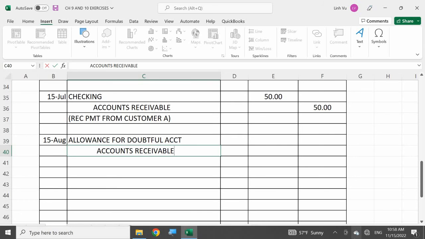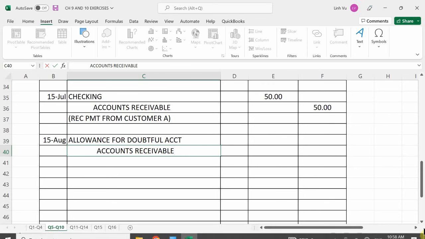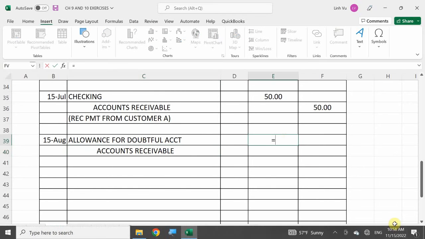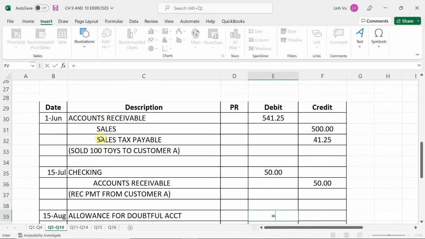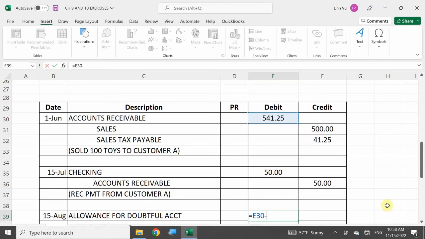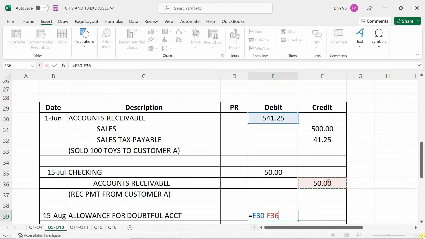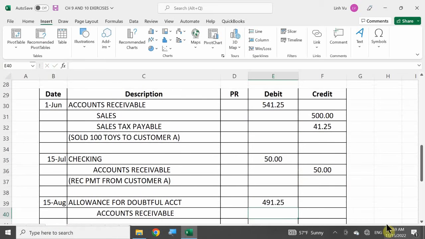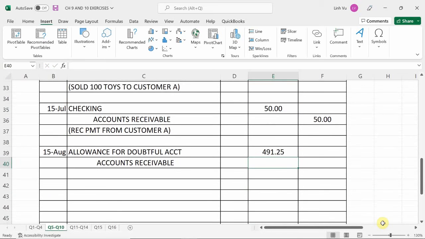Okay? So in this case, that's exactly what I do. We're going to remove the amount that she still owes us. So how much does she still owe? We know for a fact that originally she owed $541, and she made a payment for $50 here, right? So therefore, she owes currently $491.25. Okay?